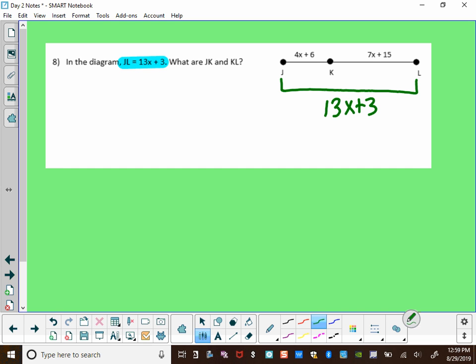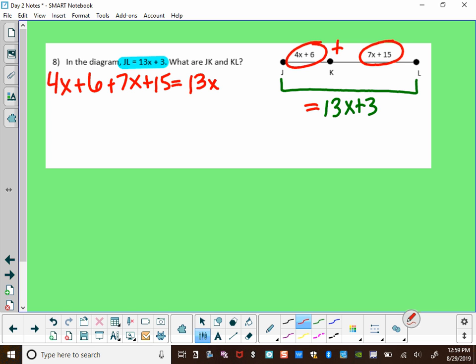Okay, so what that means is this segment plus this segment equals the whole thing. So that's how we're going to set it up, so we can solve for x. So I'm going to write 4x plus 6 plus 7x plus 15 is equal to 13x plus 3.